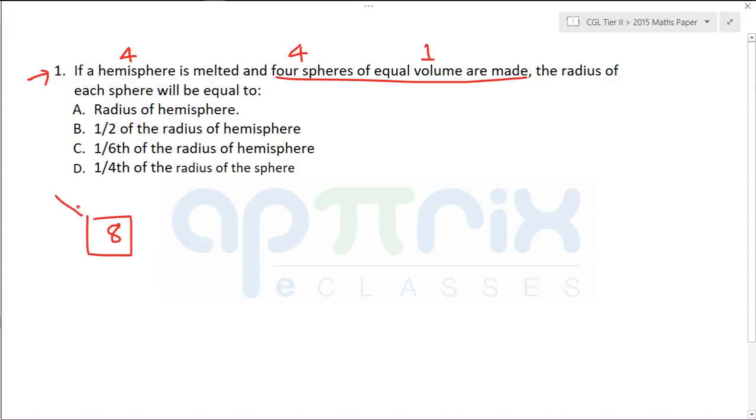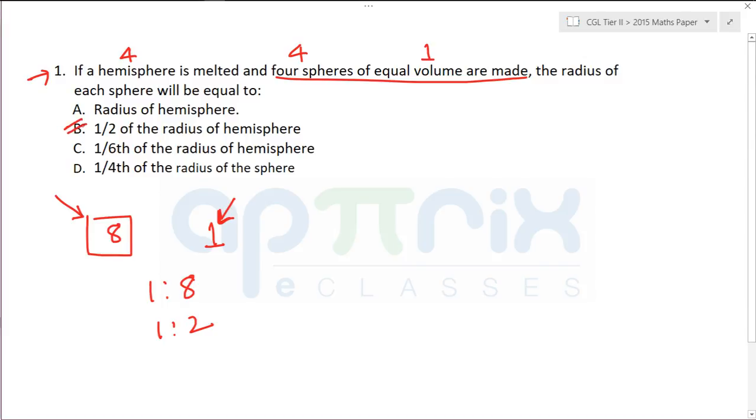Why am I finding the sphere here? Because sphere and hemisphere will have the same radius, right? That's what I need to find out. Now here you can see this one sphere was having radius 1. One sphere here is having volume 1, and one sphere here is having volume equal to 8. Now what is the ratio of the volume, right? It is 1:8. So what will be the ratio of the radius? 1 by 2, and that's how you can easily mark the answer to be B.